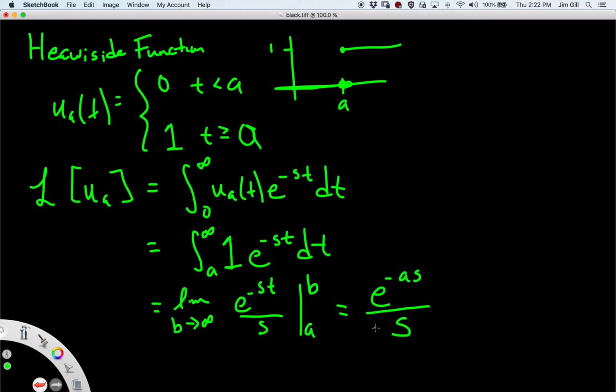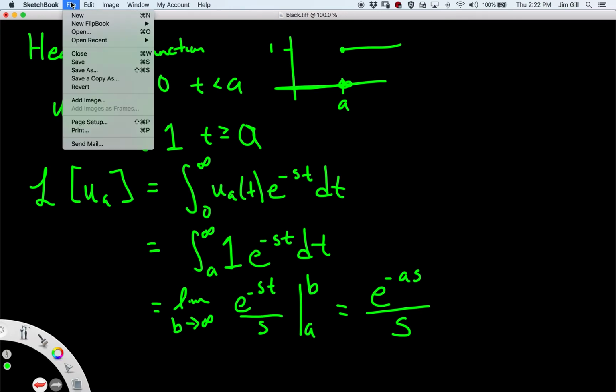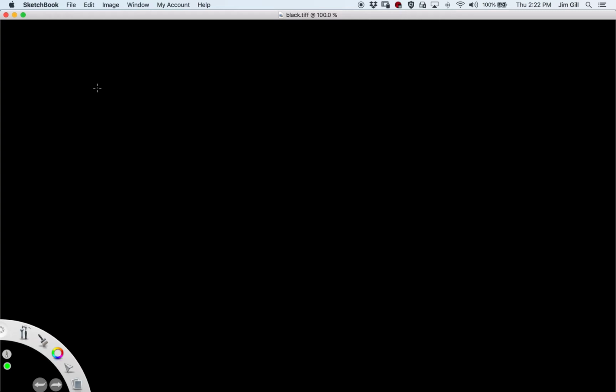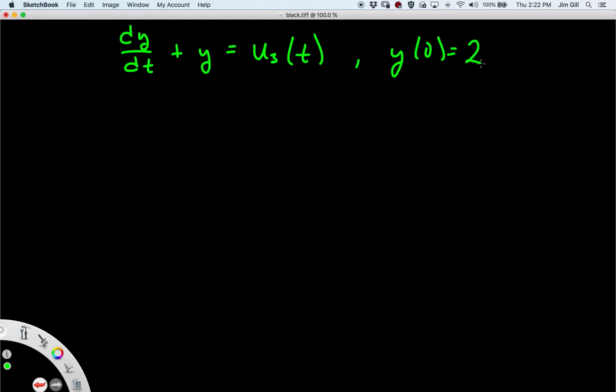Okay, next we're going to try to solve a differential equation when some of the data is a Heaviside function. Here's our differential equation: dy over dt plus y is equal to the Heaviside function, but turned on at time 3. So that's u3 of t. And let's take the initial value of 2. So we start at 2, and then we see how the situation progresses.